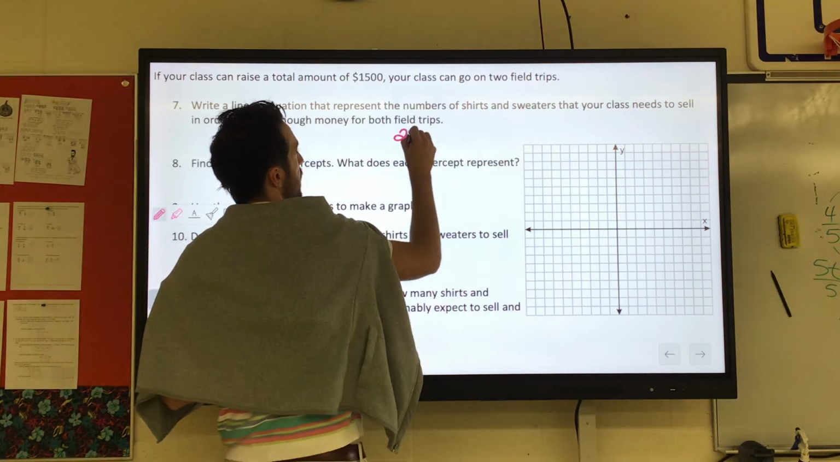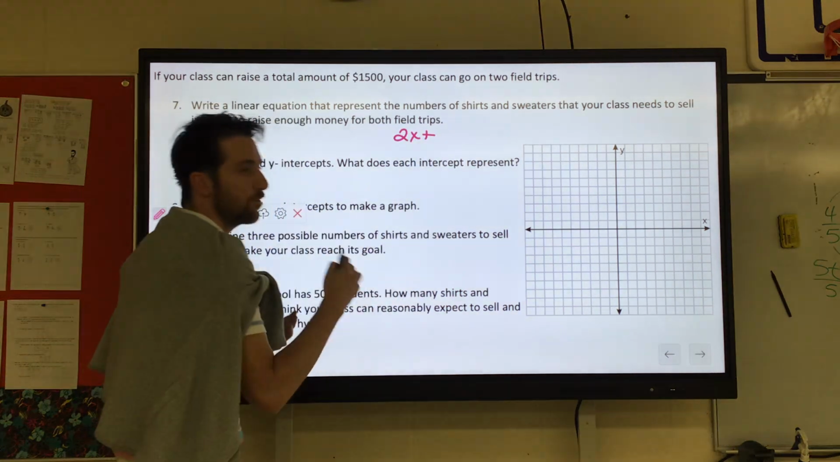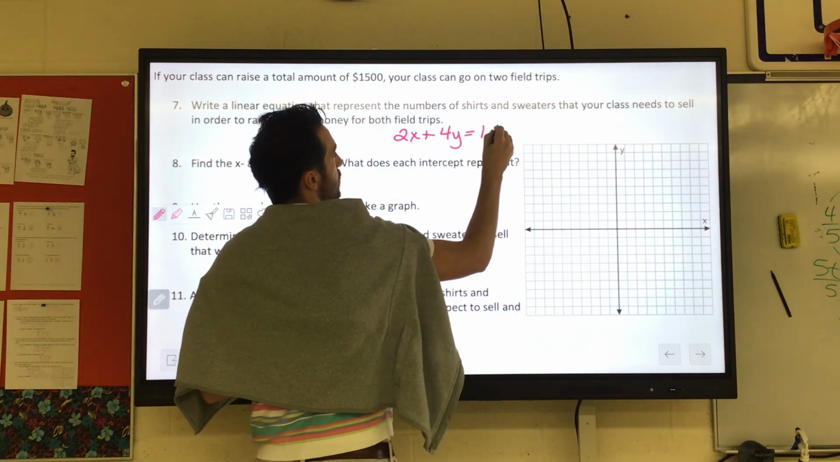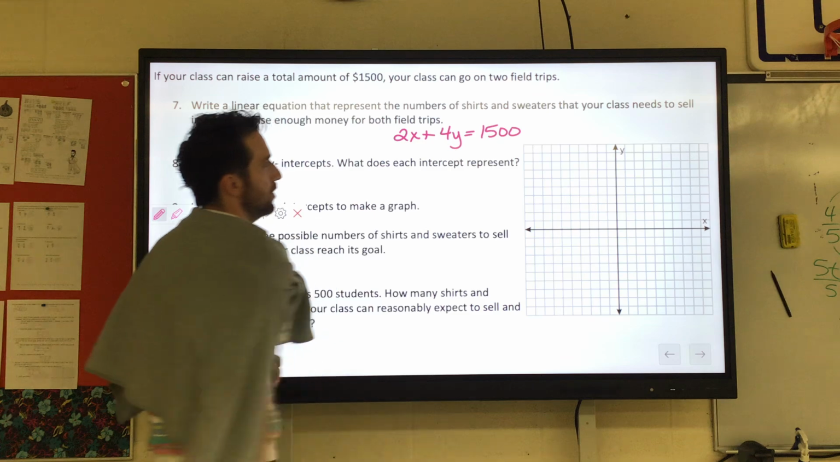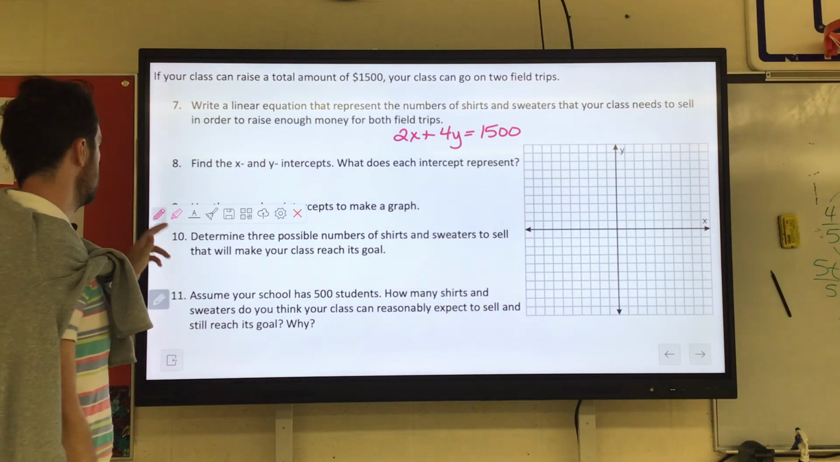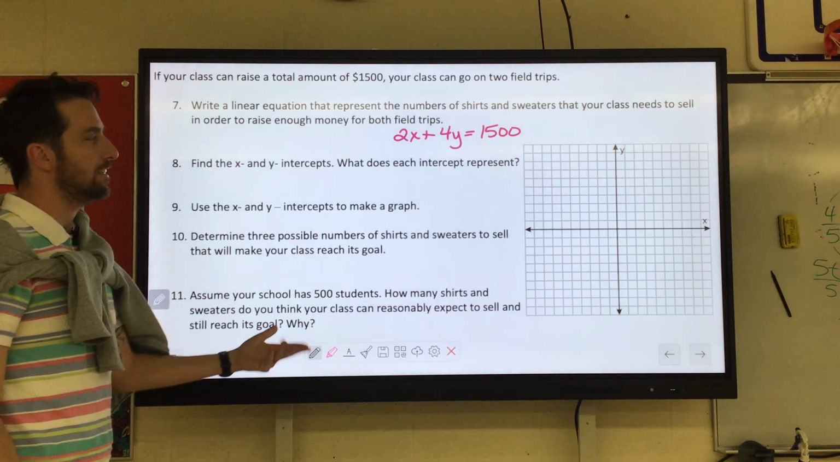So it was like 2X. The sweaters were $4, so plus 4Y. But now instead of 1,000, we need $1,500. Find the X and Y intercepts. What does each intercept represent? We did this on the front.